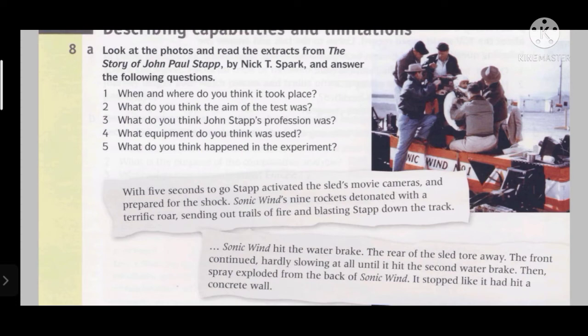Before we proceed, we should know the meaning of G-force. What is the G-force? Does anyone of you know? Okay, so the G-force is the force acting on the body as a result of acceleration or gravity.